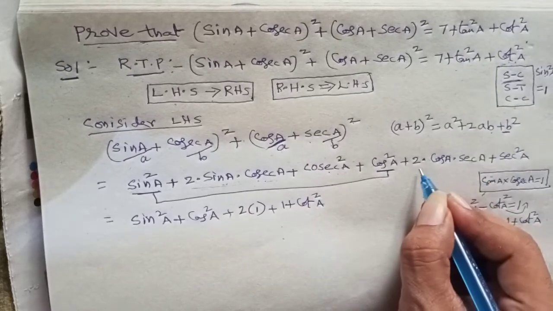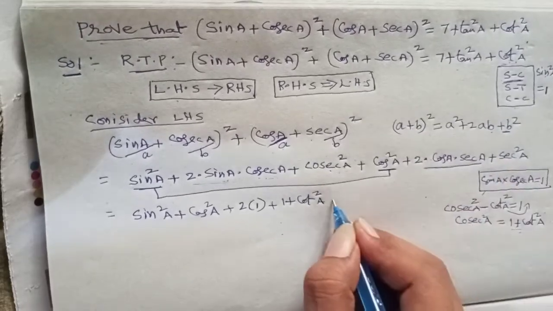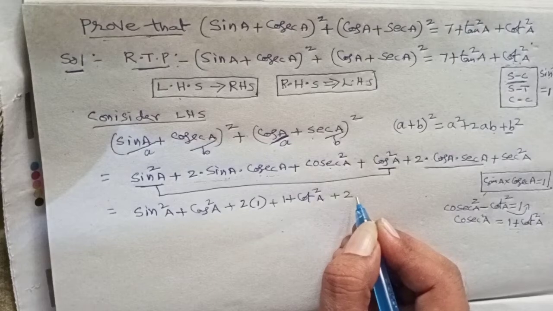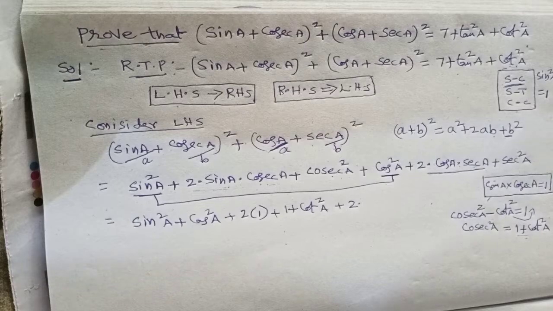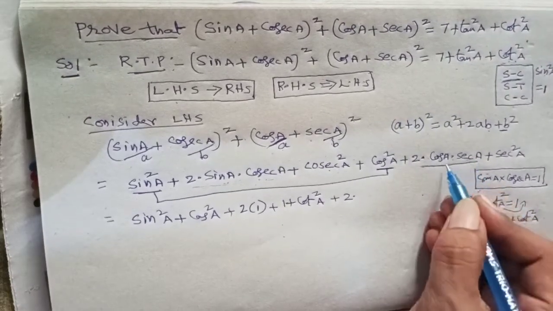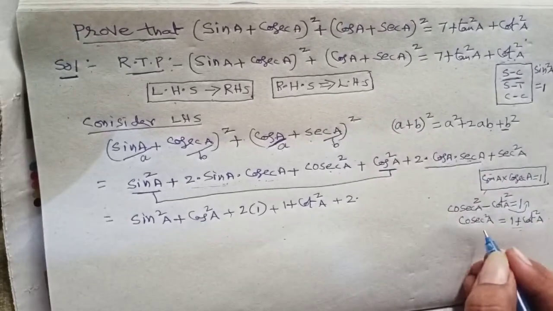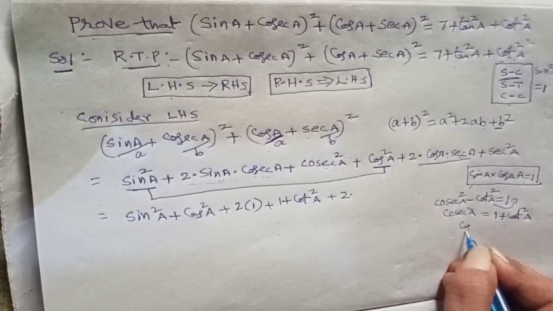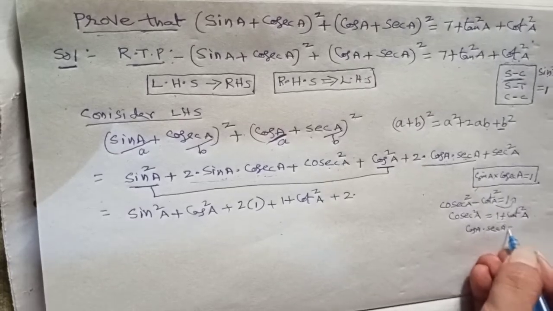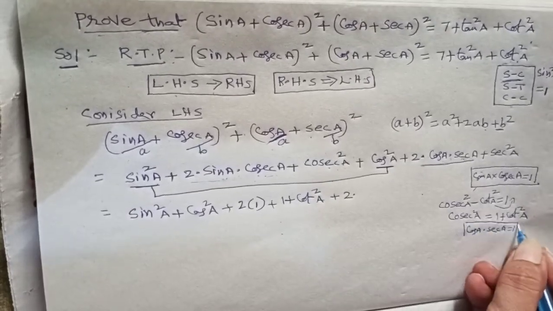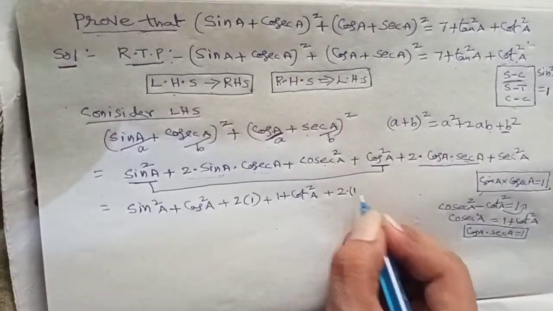Then go for the next term. What is the next term? 2 into cos A into secant A. Here 2 is a constant; you have to take it down as it is, into cos A into secant A. You can clearly understand that cos and secant are inverse to each other. Therefore, their product will be 1. You write down the formula, that is cos A into secant A is equal to 1. Therefore, you write cos A into secant A is nothing but 1.